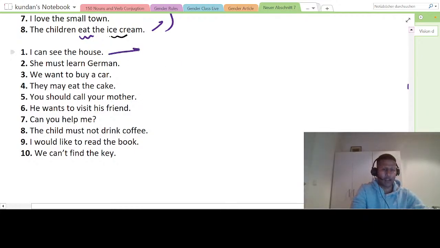So let me start with: I can see the house. Who can make it? The first answer I get, I will start explaining. Let me see who is the first one. First question: I can see the house. All right, I can see the answer already. Still you have 15 seconds.